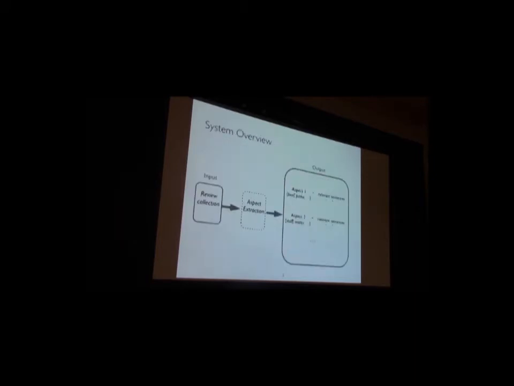So here is a high-level system overview of our model. The input is the review corpus from a specific domain, and through aspect extraction, we hope to get a list of aspects, and each aspect could be interpreted by some representative aspect terms. And we also want to associate each aspect a list of sentences extracted from the review corpus, such that a user could know what are the specific comments that other people made regarding this specific aspect.